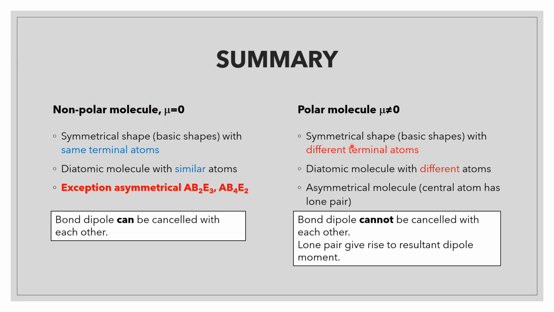But if you have a symmetrical shape or basic shapes with different terminal atoms, a diatomic molecule with different atoms, and an asymmetrical molecule, that is a central atom that has a lone pair, then in this case all bond dipoles cannot be cancelled with each other, and the lone pair will give rise to the resultant dipole moment, so hence mu is not equals to 0, so these molecules will be classified as polar molecules.